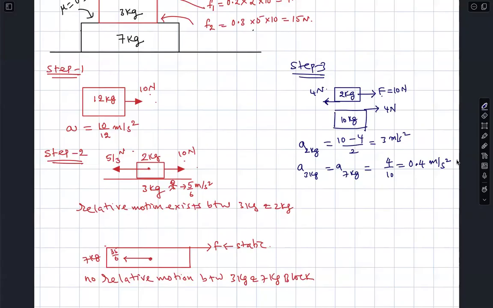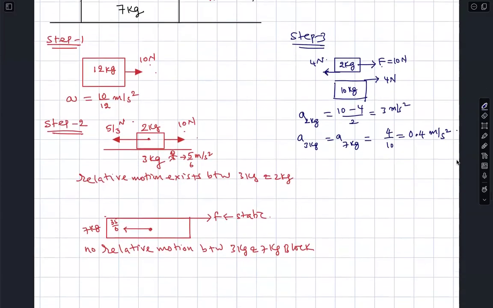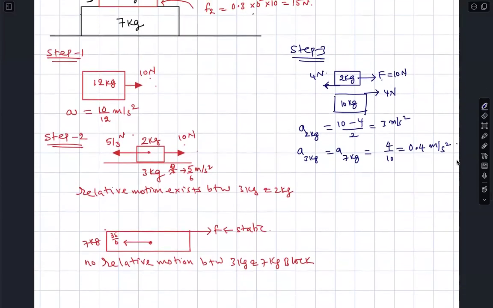Point 4 meter per second square. Are we clear? Sure? Next. Step 1, step 2, step 3. So I have given you the accelerations respectively. So this is how you will handle a 3 kg, 3 block system.